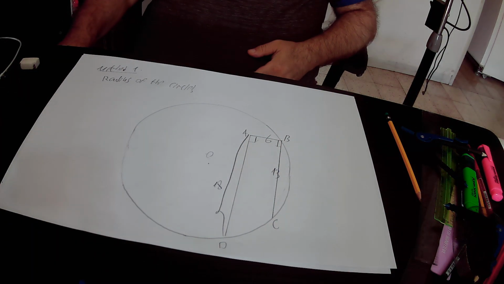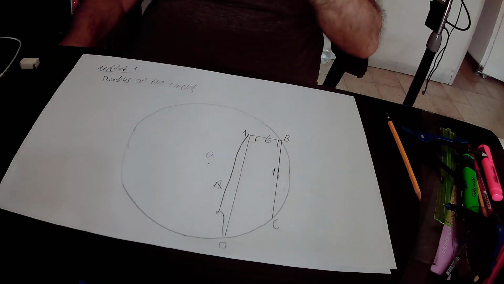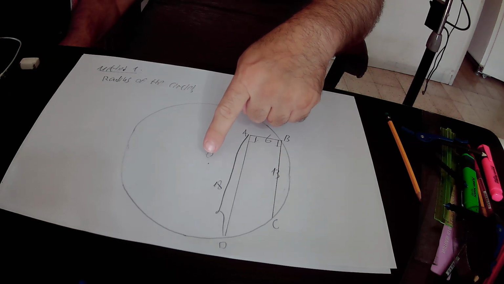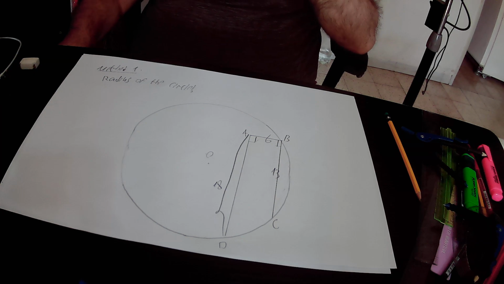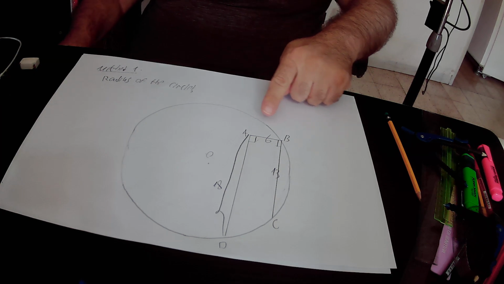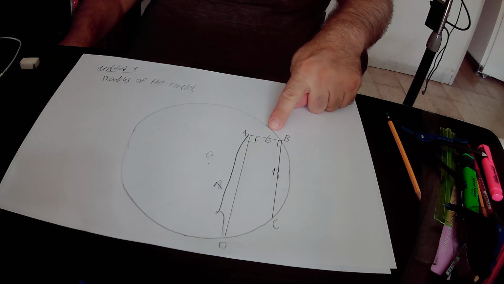Now in this lecture we will find out the radius of the circle using two different methods. In the drawing we have this circle. We know that the center of this circle is at this point, point O. We also know that line segment AB equals 6 units in length.